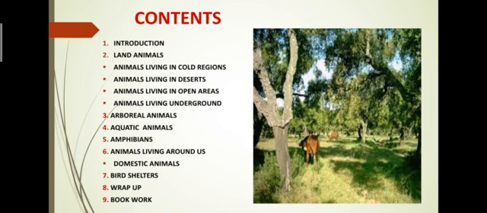In this chapter, we will discuss the following topics: introduction, land animals, animals living in cold regions, animals living in deserts, animals living in open areas, animals living underground, arboreal animals, aquatic animals, amphibians, animals living around us, domestic animals, bird shelters, wrap up, and the last bookwork.